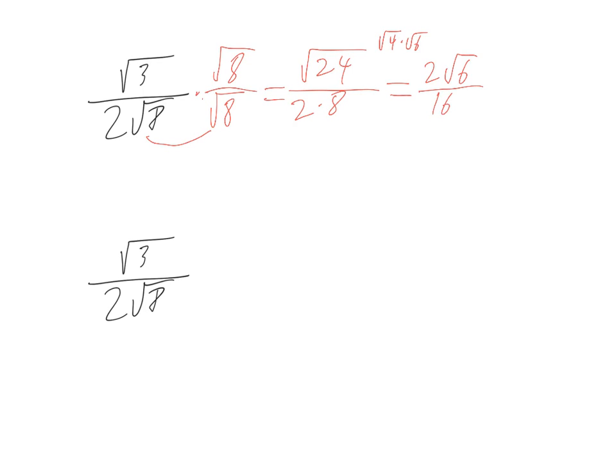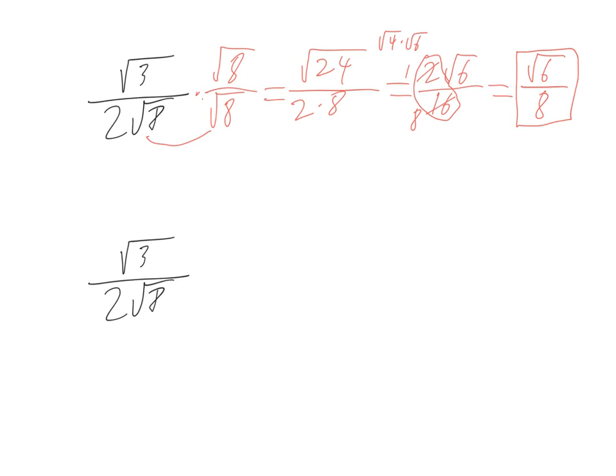But wait, there's more. The fraction itself can be simplified. The 2 and the 16 have a common factor, so that can be reduced. And so 2 goes into 2 once, 2 goes into 16 8 times. And so now I'm left with the square root of 6 on the top and 8 on the bottom. And that is the simplest version of that answer.